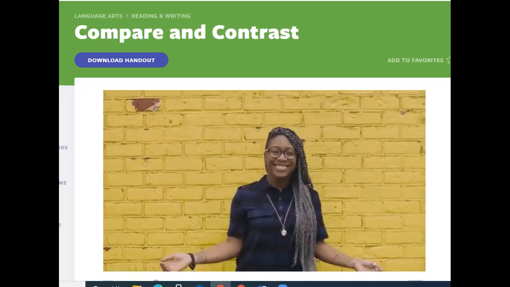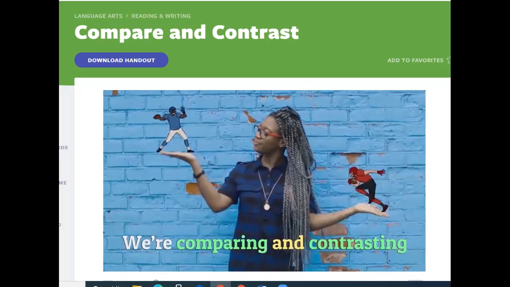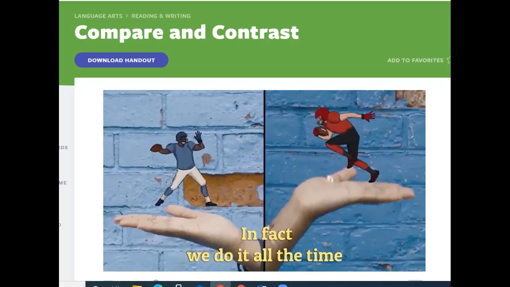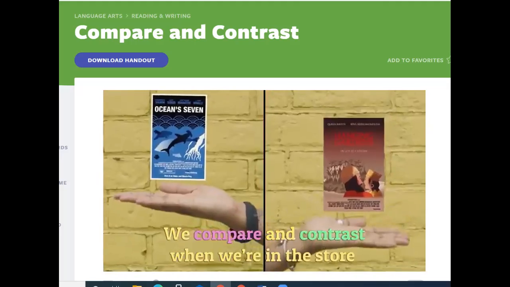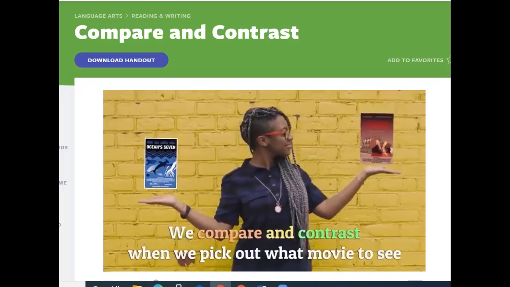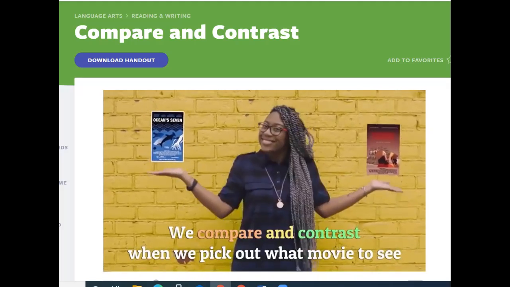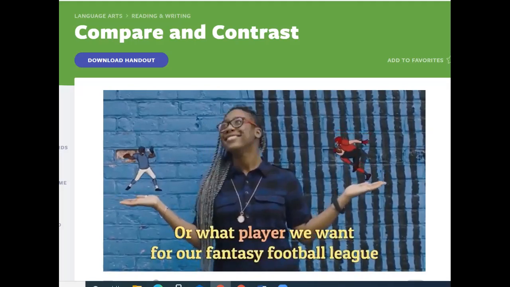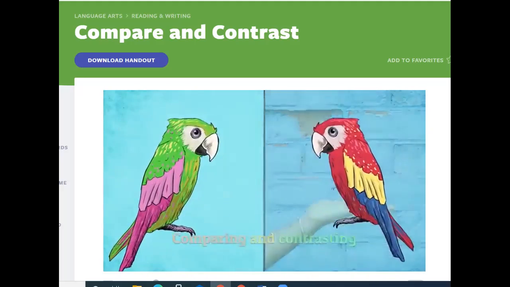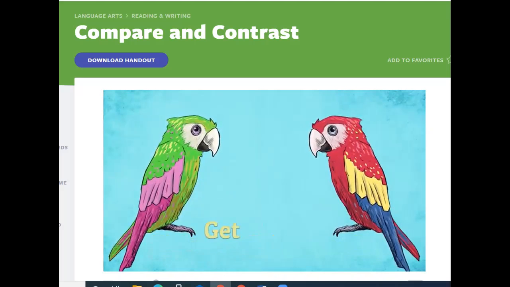Vocabulary. We're comparing and contrasting. Let's get it. Everybody's doing it. In fact, we do it all the time. We compare and contrast when we're in the store deciding what cereal to buy. We compare and contrast when we pick what movie to see or what player we want for our fantasy football league. I'll break it down for you. Check.